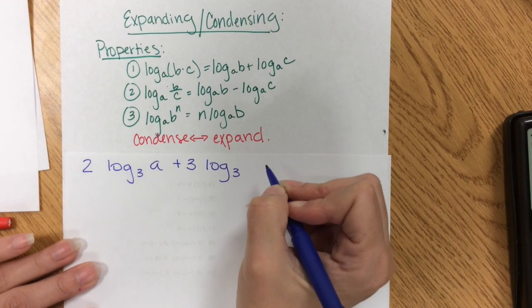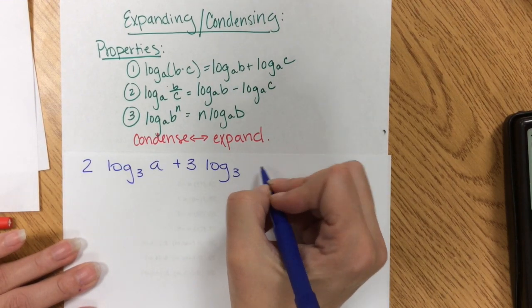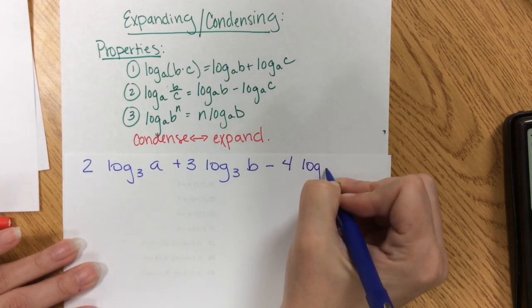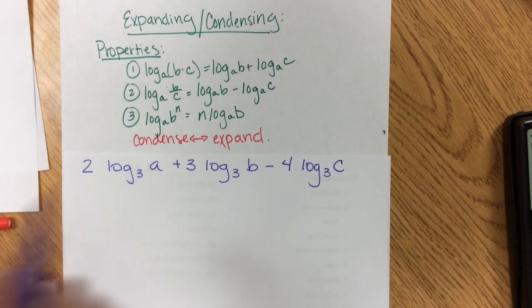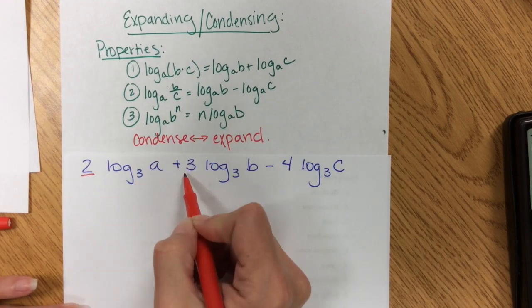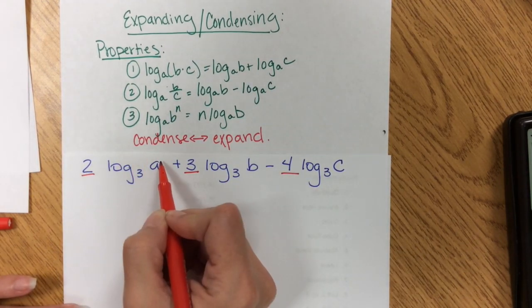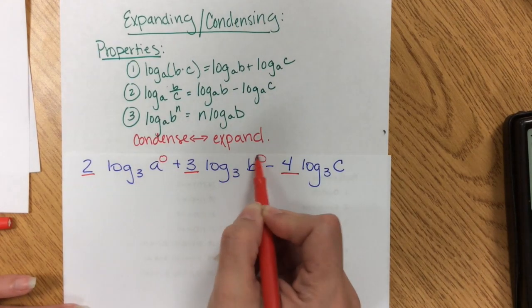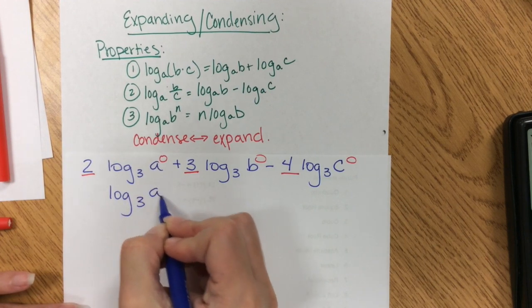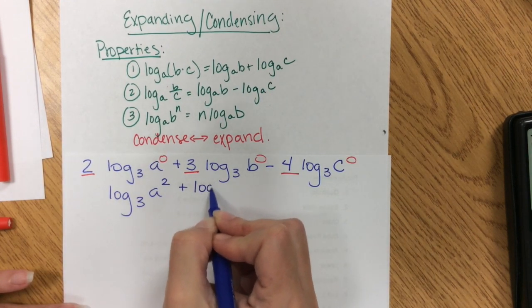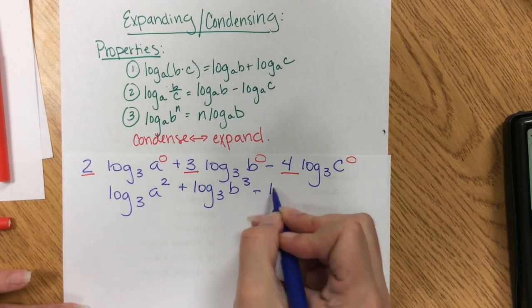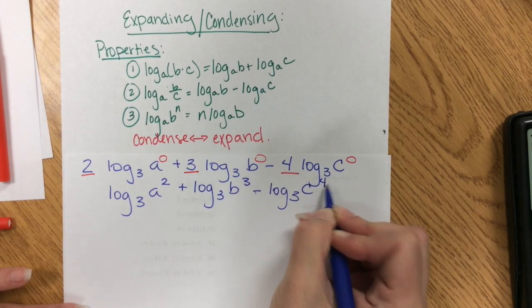Okay, here we go. 2 log base 3 of A plus 3 log base 3 of B minus 4 log base 3 of C. The number in front, we use our property right here, and the number in front goes to a power. So this 2, this 3, and this 4 are all going to be moved up here as exponents. So I'm going to rewrite those as log base 3 of A squared plus log base 3 of B cubed. I'm taking that number and moving it there. Minus log base 3 of C to the 4th power.